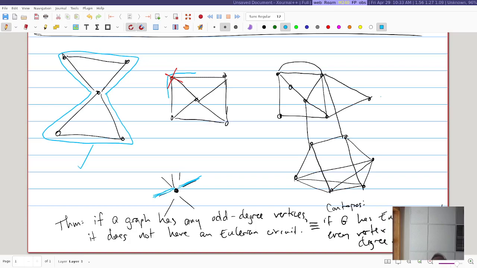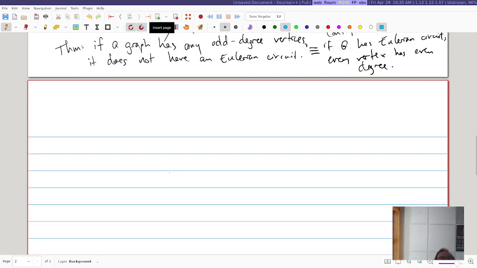However, it turns out to be true. So this actually is an if and only if, not just an if. So I want to show you how to prove that. I claim this graph on the right does in fact have an Eulerian circuit, even though it might not be obvious how we would find one. So theorem.